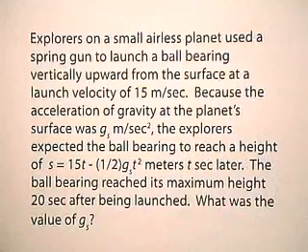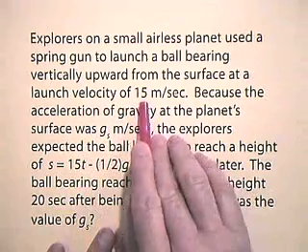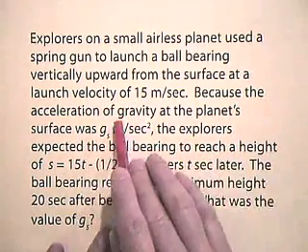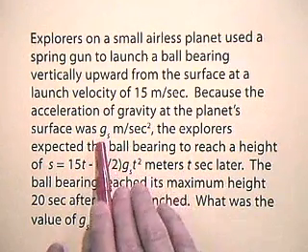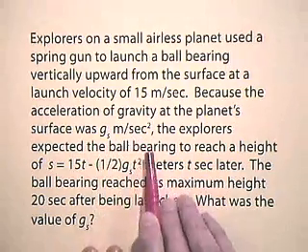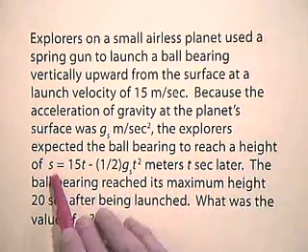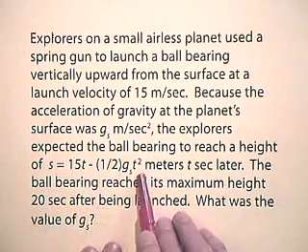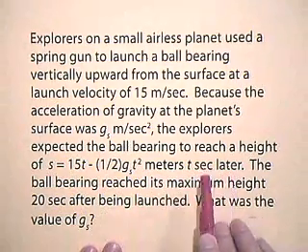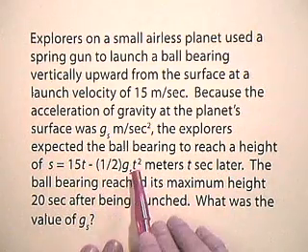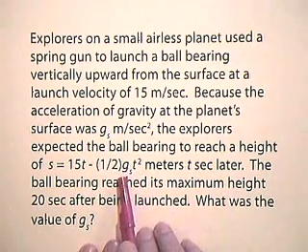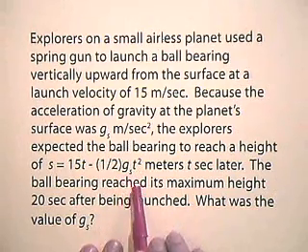Let's look at a problem where we use our theory of derivatives to solve a problem in calculating acceleration on a small planet. Explorers on a small airless planet used a spring gun to launch a ball bearing vertically upward from the surface at a launch velocity of 15 meters per second. Because the acceleration of gravity at the planet's surface was g sub s meters per second squared, the explorers expected the ball bearing to reach a height of s equals 15t minus 1/2 g sub s t squared meters t seconds later. So in other words, here is the expression for the position at time t, provided that g sub s is the acceleration of gravity on this planet.